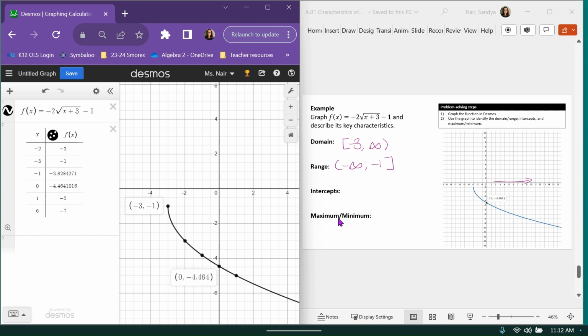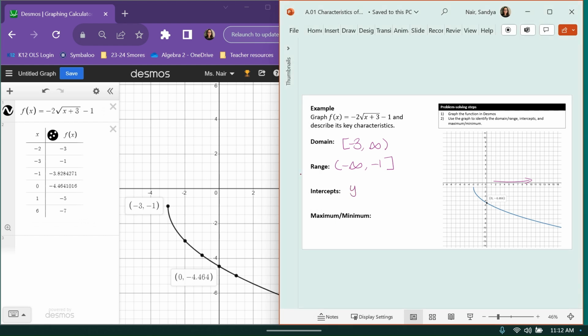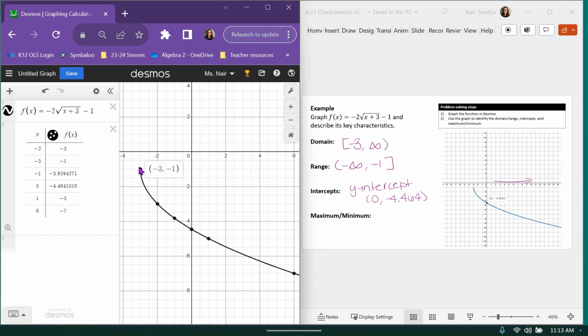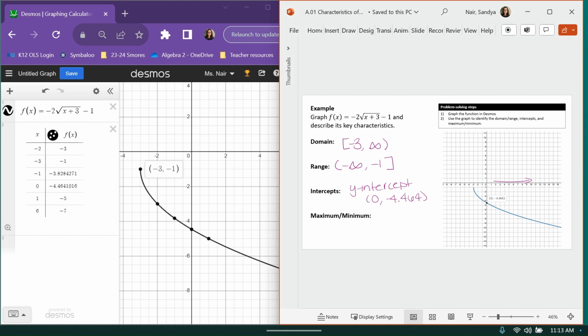We can click on the y-intercept to find its coordinates because it does have a y-intercept. And that's going to be at 0, -4.464. Okay. And since this graph is kind of like flipped the way it is, it's actually going to have a maximum value, right? So that -1 represents the highest value of the function. So it has a maximum of -1, and that's going to occur at x equals -3.